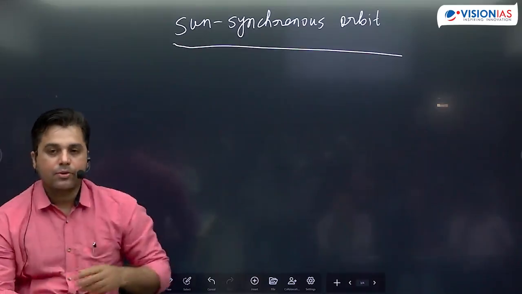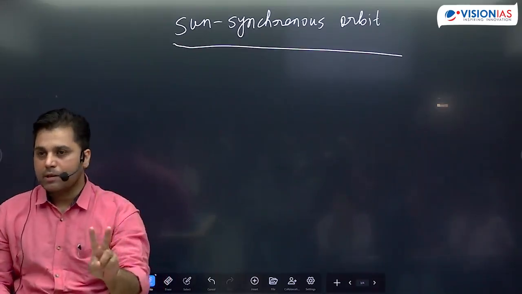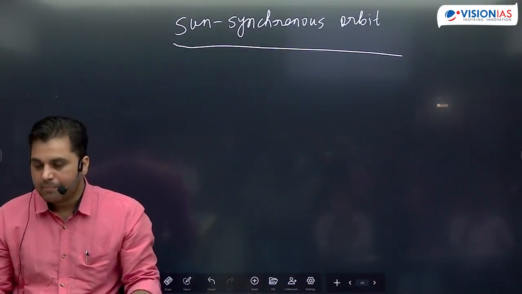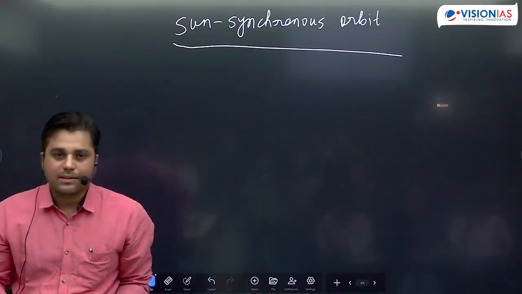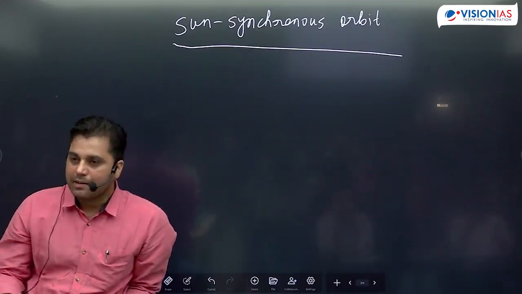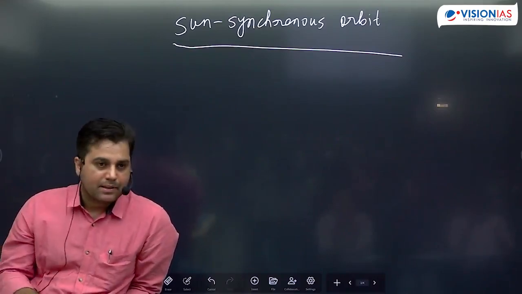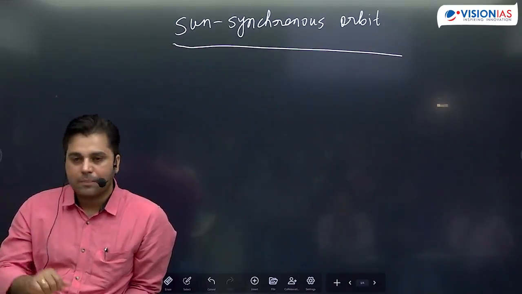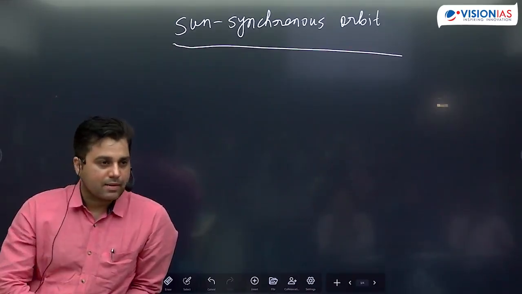Sun synchronous orbit, I'm going to divide this into 3 parts. The first 2 parts are very easy to understand. The third part, I think, is a little bit difficult because of that you need to imagine things. And imagination can be difficult. A lot of things will happen simultaneously. But the first 2 parts, they are easier and they are also more important for examination perspective.